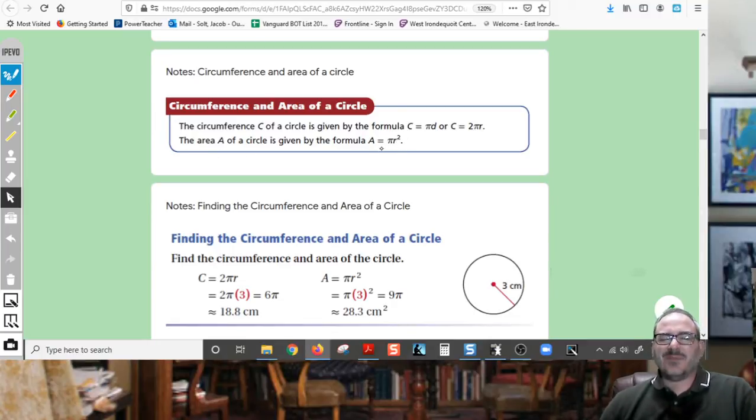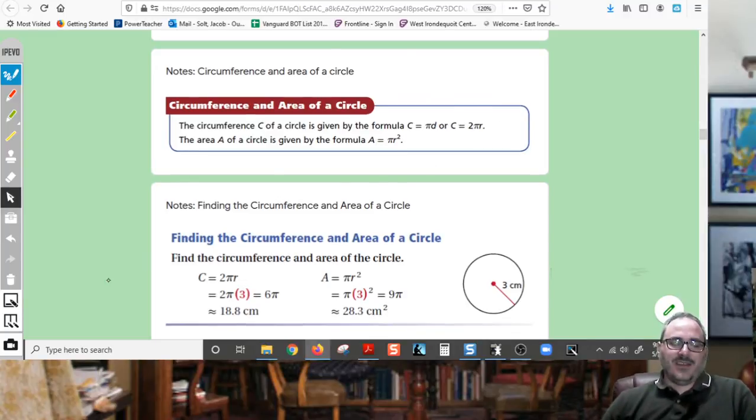So to keep these two formulas straight in your head, r squared is going to give you the square inches or square units. It's going to give you the area of your circle. Well, it's 2 times the diameter, or 2 times the radius squared. Sorry, 2 times the radius times pi will give you the circumference.